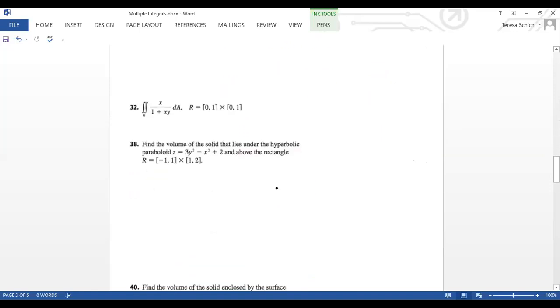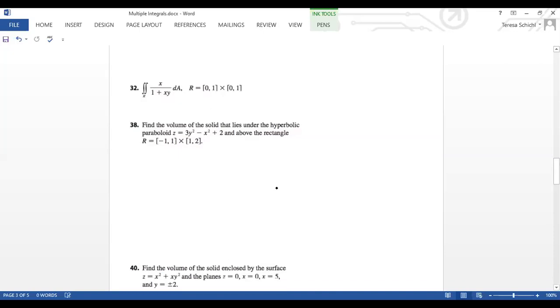And then I'm going to do another one here, number 38. For number 38, they say find the volume of the solid that's under the hyperbolic paraboloid. So it's under this curve and above the rectangle. So what is the volume here?